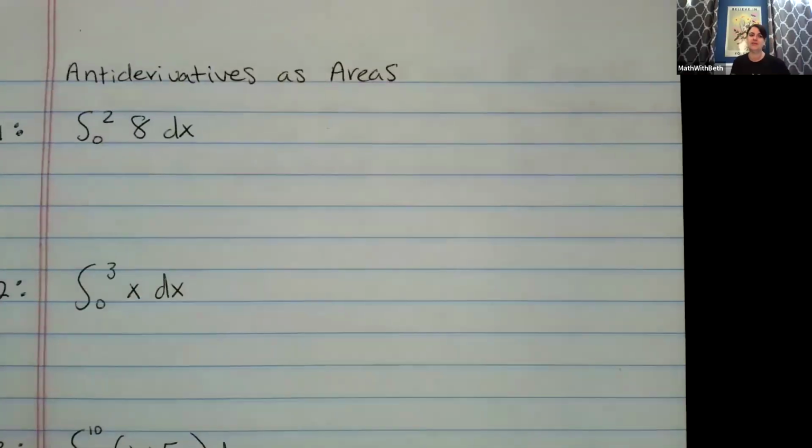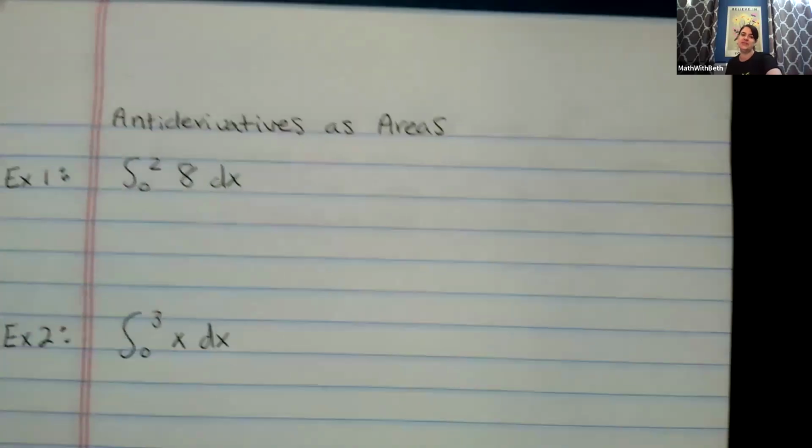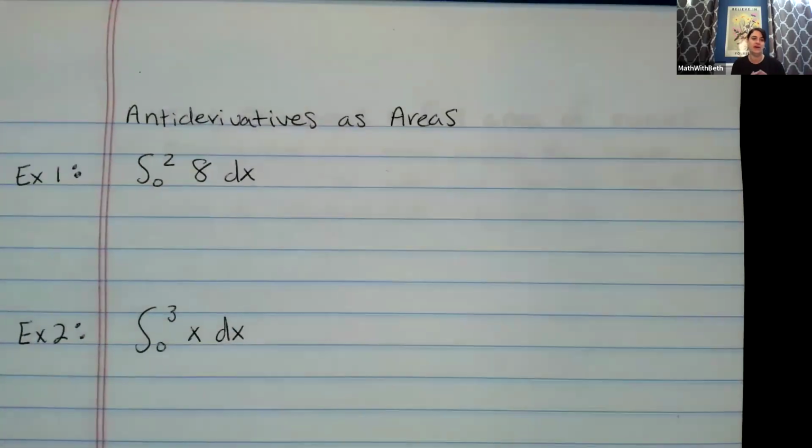Hello, welcome to Math with Beth, and we are going to be doing antiderivatives as areas. So we're going to find antiderivatives and let them help us find the area under certain shapes. At first, we're going to do it with shapes that we can just look at and find the area using the graph, because they're going to turn into rectangles or triangles. But then we're going to see how to do it if we have a curved graph, which would make it impossible to just calculate the area using geometry.